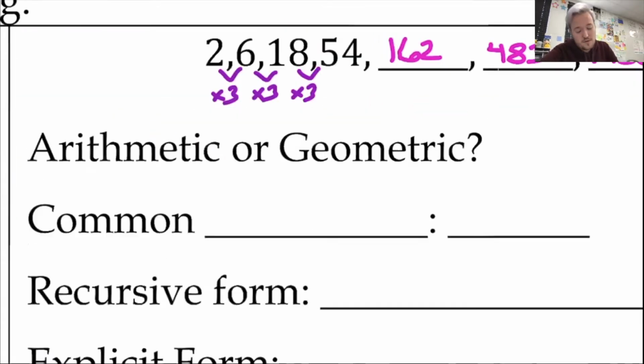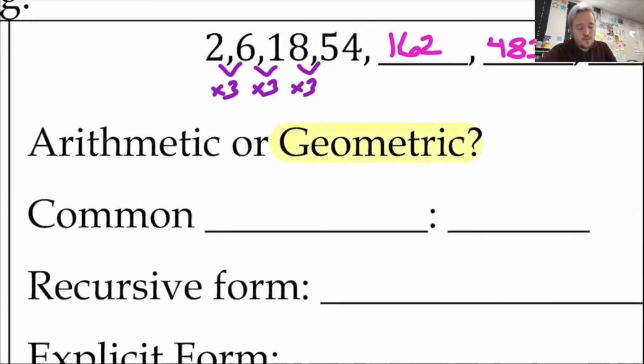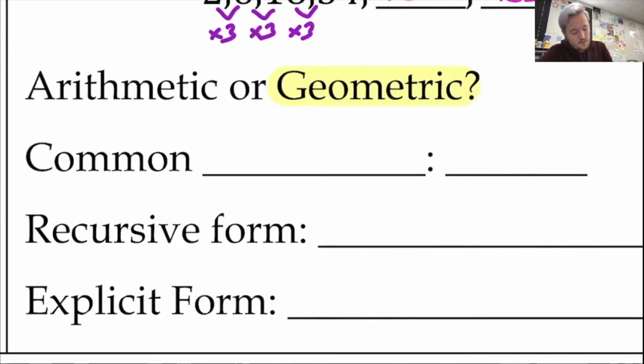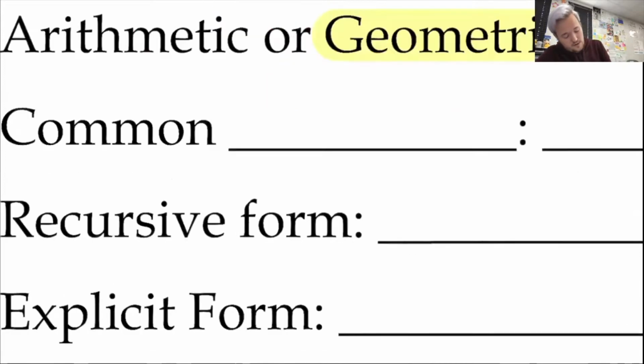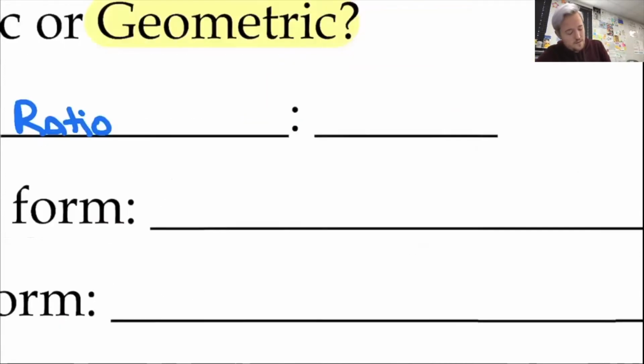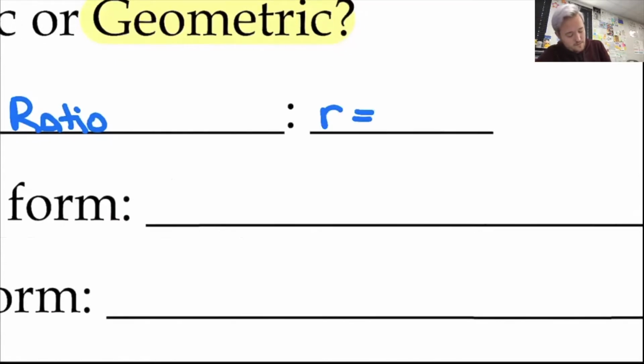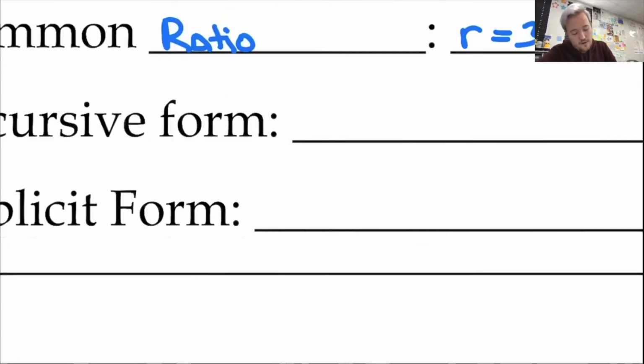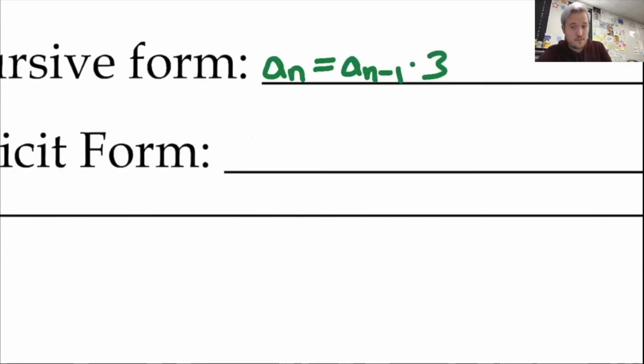And because we're multiplying, that is geometric, which means if it's geometric, that implies we're going to have a common ratio. And that common ratio is going to be equal to 3. All right, and then for your recursive form here, we have a of n equals a of n minus 1 times 3, times your common ratio.